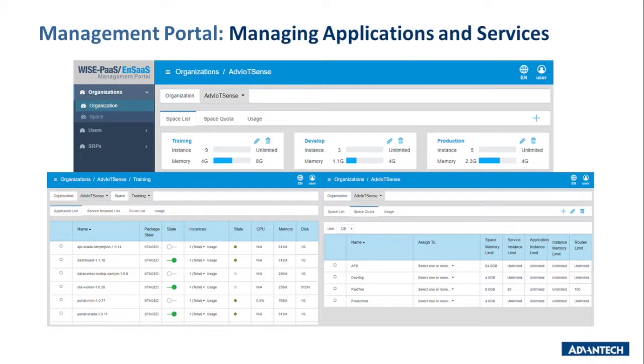And it's worth noting that managing the execution of applications is very easy on our platform. It's as simple as a flick of a switch to turn an application on and off.